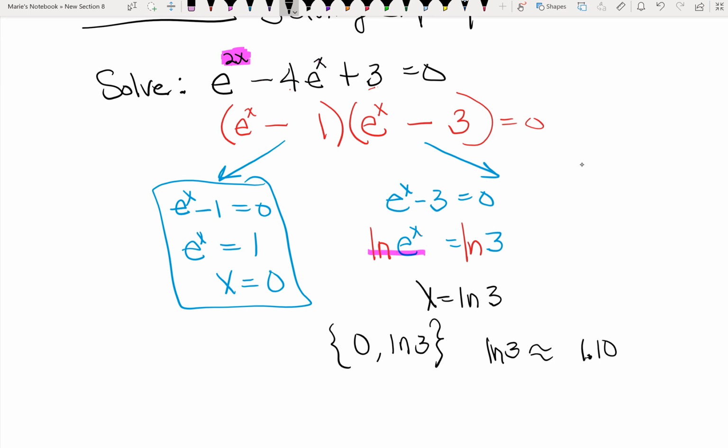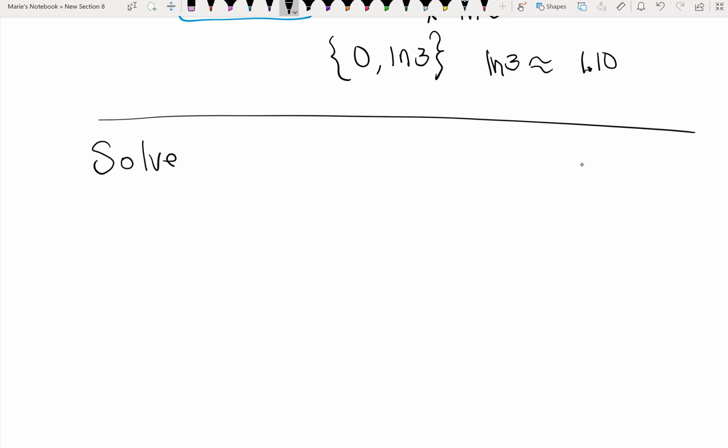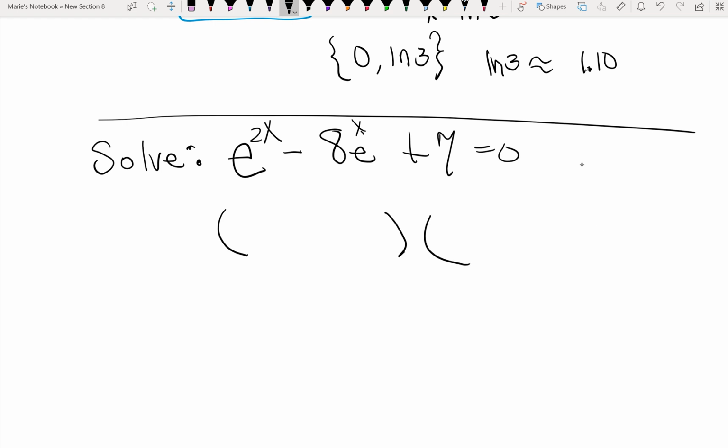Okay, let me have you try another question. I would like for you to try to solve e to the 2x minus 8e to the x plus 7 and set that to 0. Again, the process is no different here. I'll just give you a little start hint.